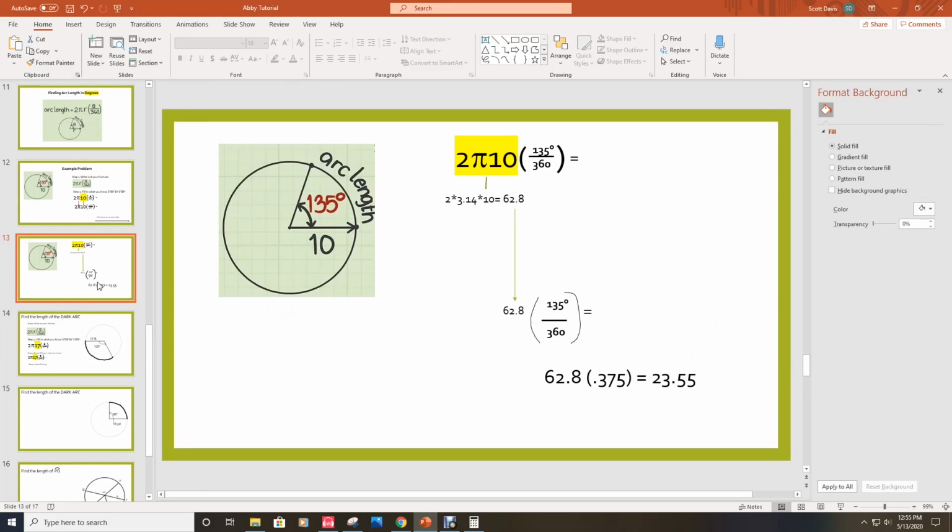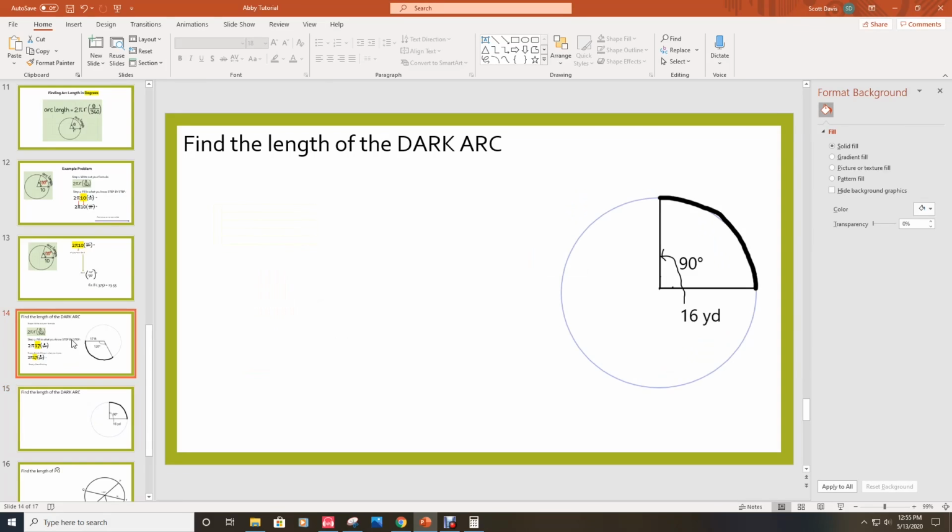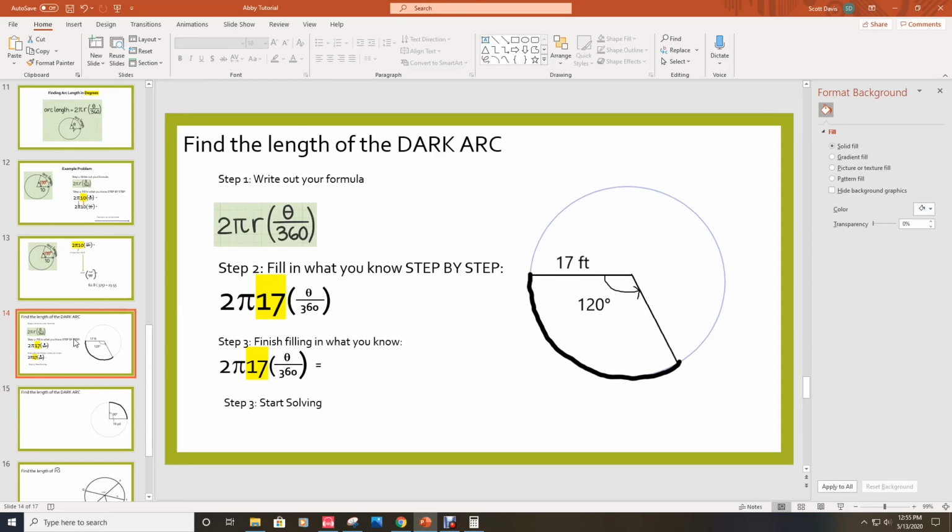So we finished talking about our example. And now I want to talk about the problem that your teacher actually gave you. One of the problems, because the other problem your teacher gave you, you're going to solve. But let's talk about this first one here. So find the length of the dark arc.